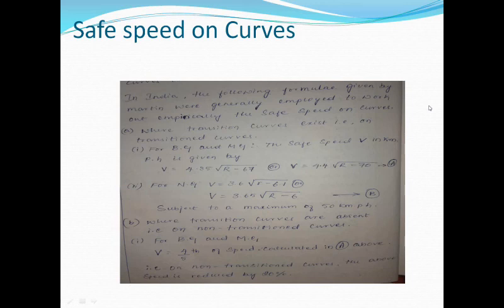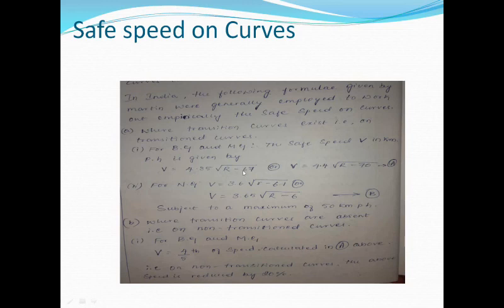If a transition curve exists, for a broad gauge or a meter gauge, the safe speed V in kilometers per hour is given by V = 4.35 √R − 67, or V = 4.4 √R − 70. This I have considered as equation A. For broad gauge and meter gauge tracks, this is the safe speed.